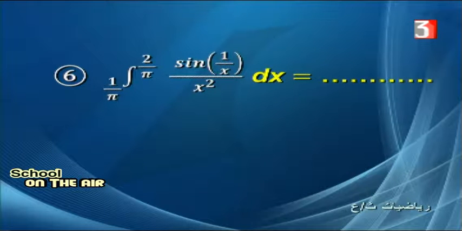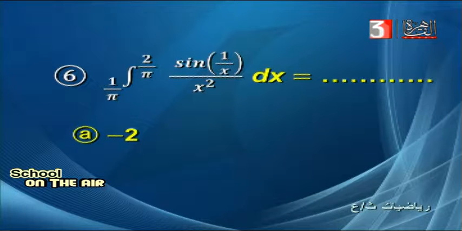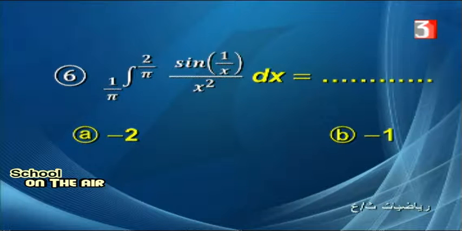The definite integral of the function sine 1 over x power 2 dx from 1 over pi to 2 over pi equals: negative 2, negative 1, 0, positive 1.